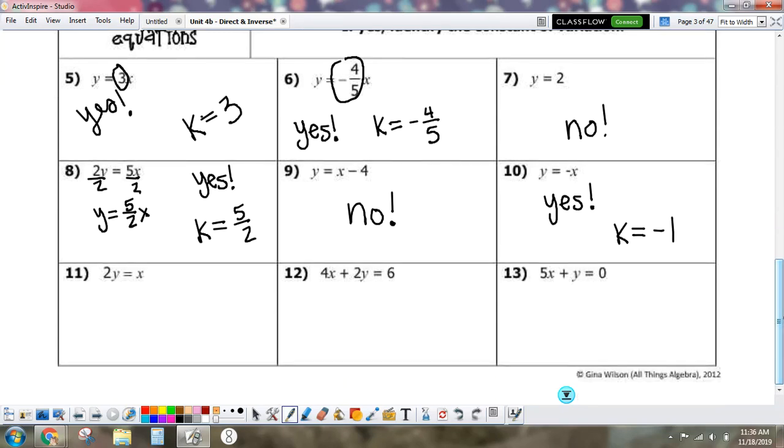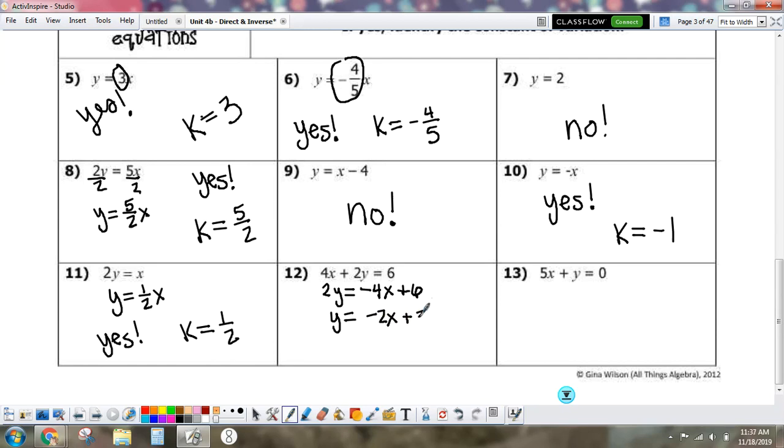For number 11, dividing by 2, y equals 1/2 x. And that is because the 1/2 is our constant. Okay? For number 12, I'm going to solve it for y. So I have 2y equals -4x plus 6, divided by 2. So I have -2x plus 3. So that's a positive 2 we're dividing by. I have a plus 3 here. So it is not a direct variation.